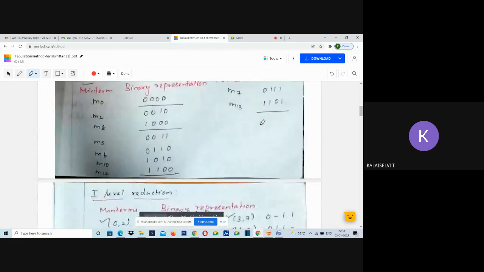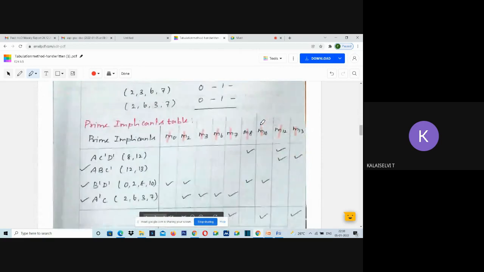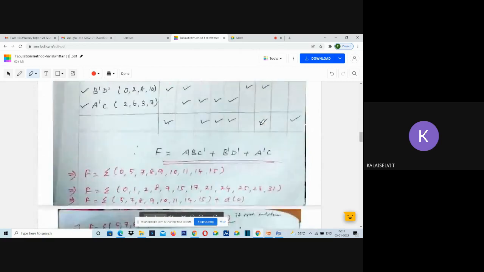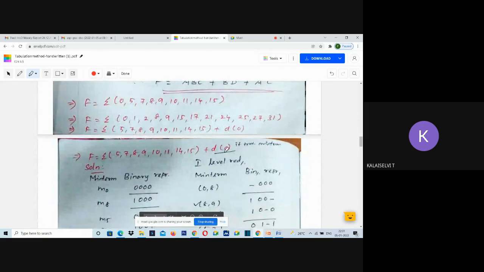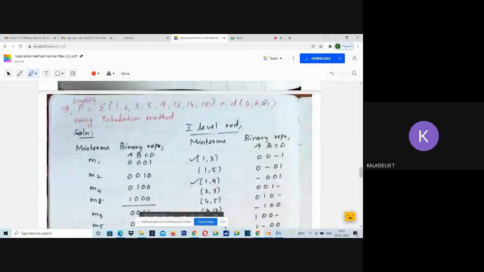Okay, so in the next video we will discuss how we have to do this problem if the Boolean function consists of don't care terms. See here, this is a don't care term, and in another example, this one, this is a don't care term. Okay, so we will discuss this example in the next video.